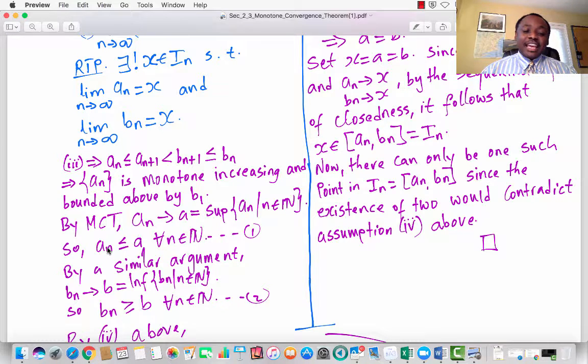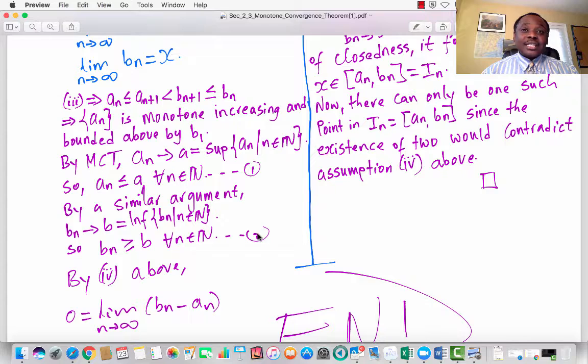In other words, an is less than or equal to a for every n in N. a is the sup, so an is less than or equal to a. Call that inequality 1. By a similar argument, right here, bn+1 is less than or equal to bn. That concludes bn is a monotone decreasing sequence which is bounded below by a1. None of the bn's will be less than any an. So in particular, all the bn's are greater than or equal to a1.